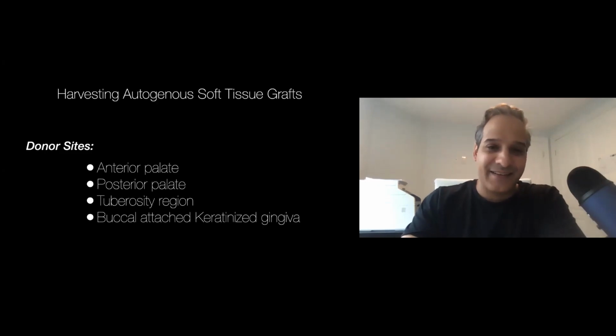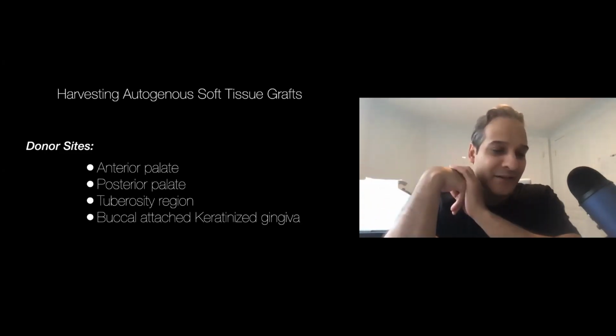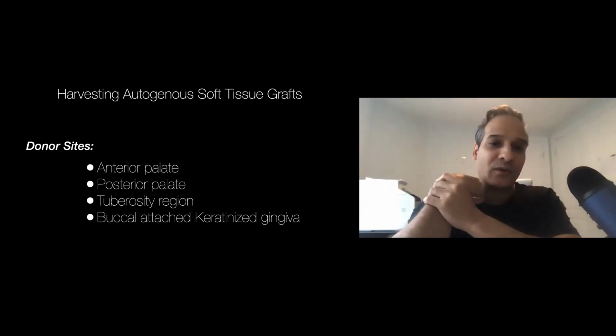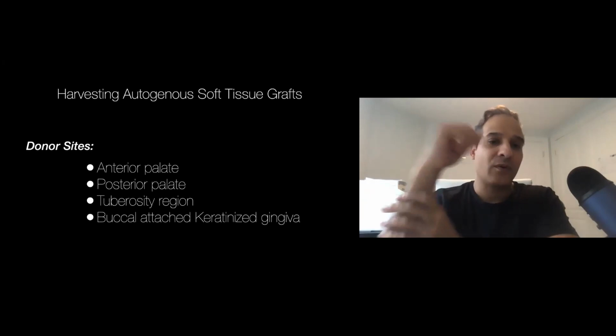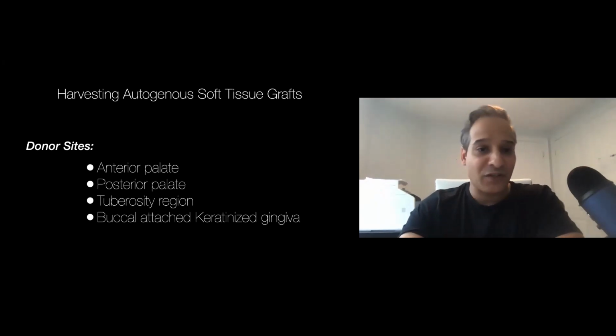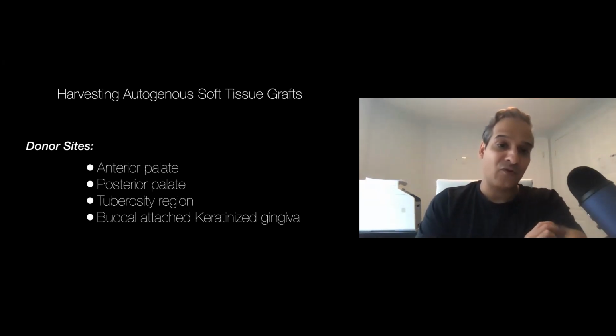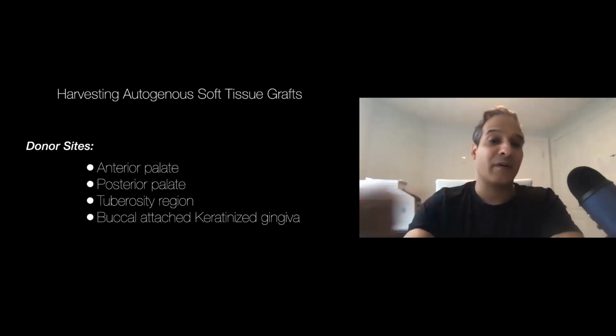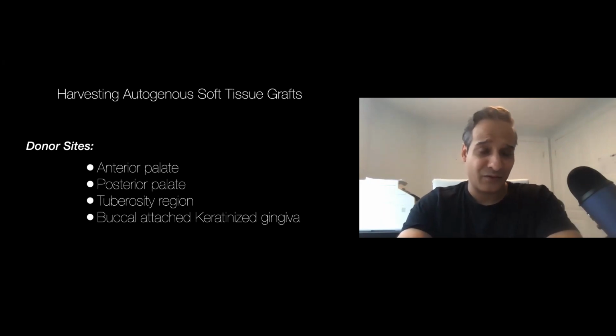All right. The other thing is donor sites: where can we get tissue in the mouth? There are many areas. You can get it from the anterior palate or the posterior palate. If you just need a free gingival graft, you can also go right down the midline of the palate, because you just want a very thin layer of keratinized tissue and some connective tissue. So literally a millimeter in thickness is good enough.